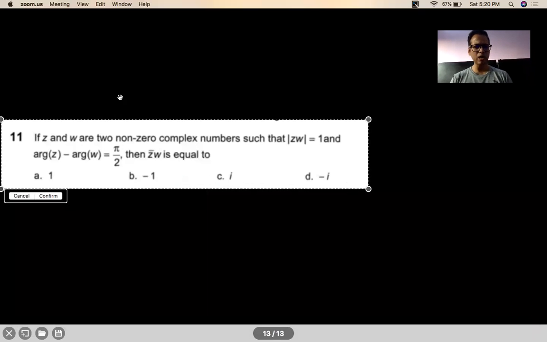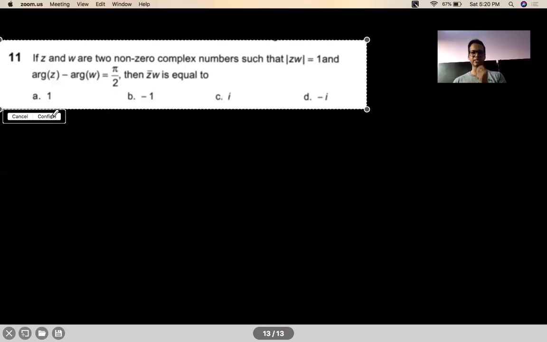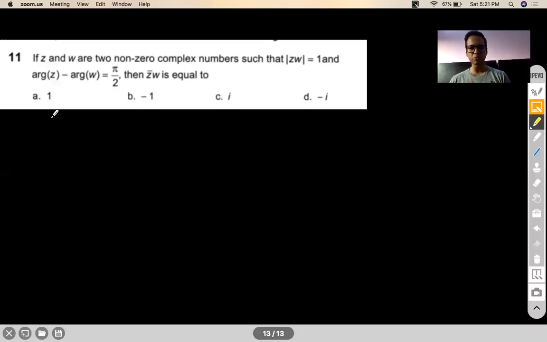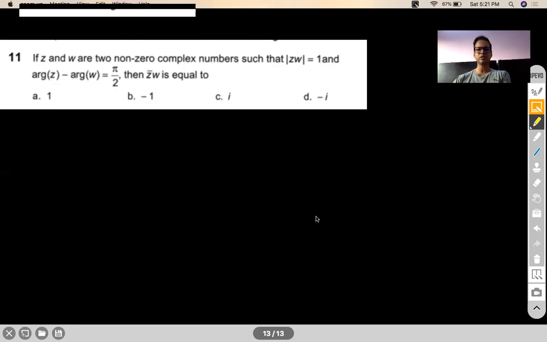Z and W are two non-zero complex numbers such that modulus of ZW is 1 and argument Z minus argument W is pi by 2. Then which of the following is Z conjugate W? Option is on. Sorry, poll is on.